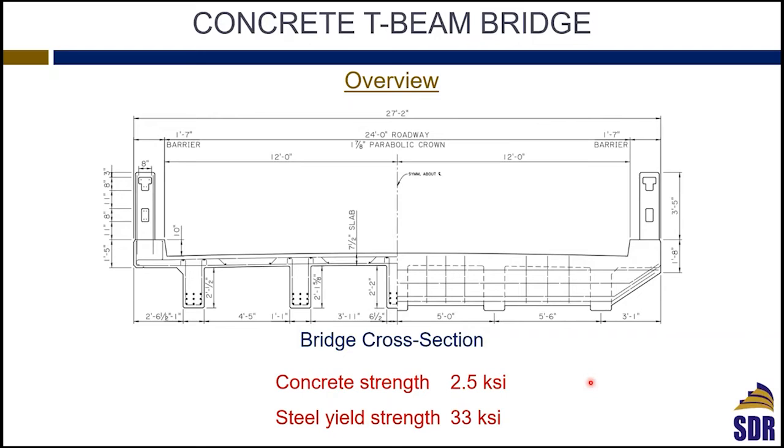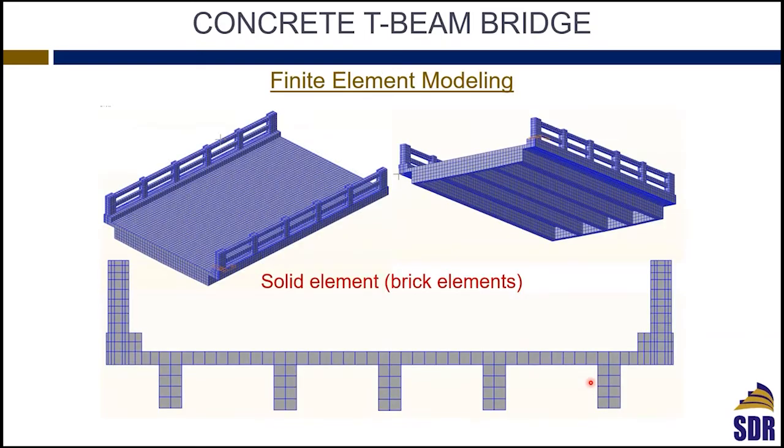It was also another old bridge that has a concrete strength of 2.5 KSI, and the yield strength of the steel bars was 33 KSI. Again, we have to model the bridge in finite element, and again, we did that with solid elements or brick elements. And in our model, since the barriers were also cast in place and they are an integral part of the bridge, we have to model them as well. We even include the cross of the end diaphragms of the beams, the sidewalks, and everything. So the model is built to match as close as possible the actual structure.